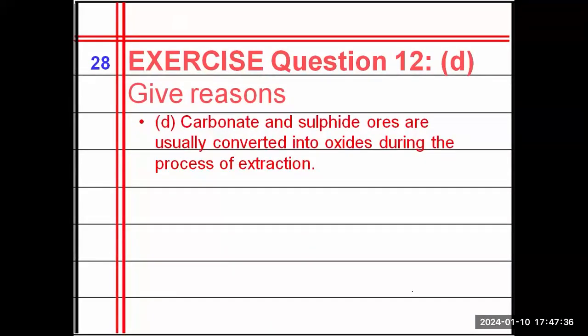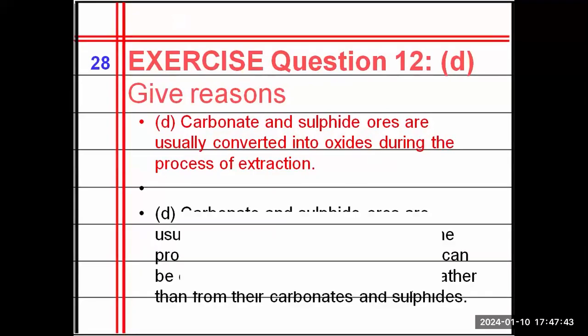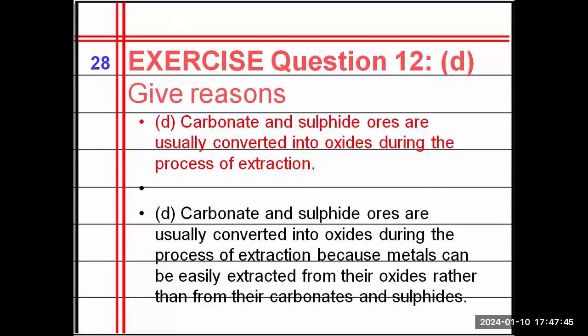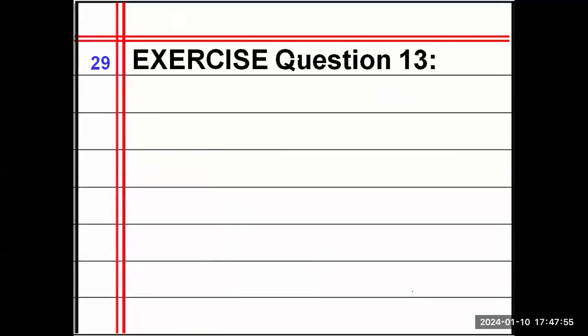Carbonate and sulfide ores are usually converted into oxides because it is easy to extract metal from oxide rather than carbonate or sulfide. So carbonate ore and the sulfide ore is first converted into oxide and then the extraction is done.